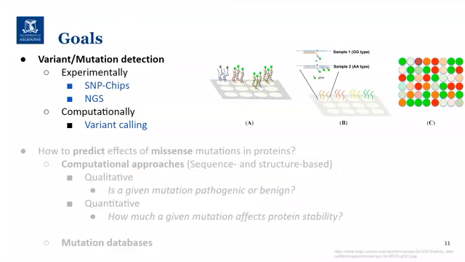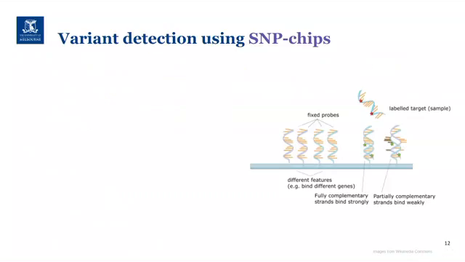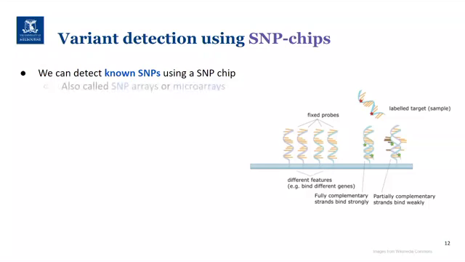For today, we're going to focus on how we detect variants from SNP chips and next generation sequencing. So, variant detection using SNP chips. What we can do with SNP chips is identify or detect known SNPs, the SNPs that we've seen before, or SNPs for which we tailor probes. This technique is also called SNP arrays or SNP microarrays.